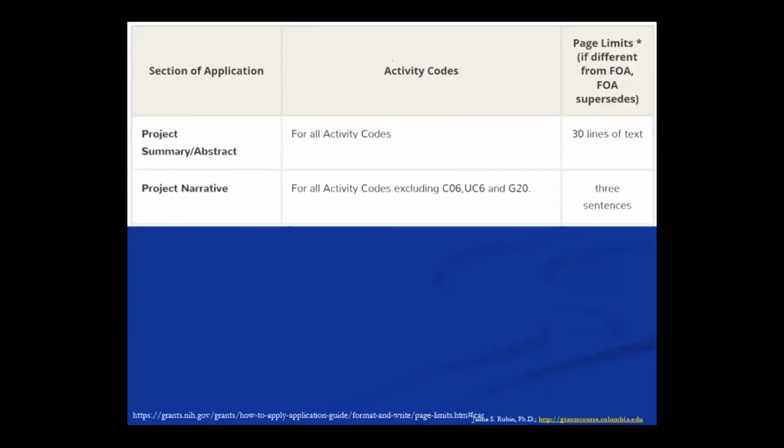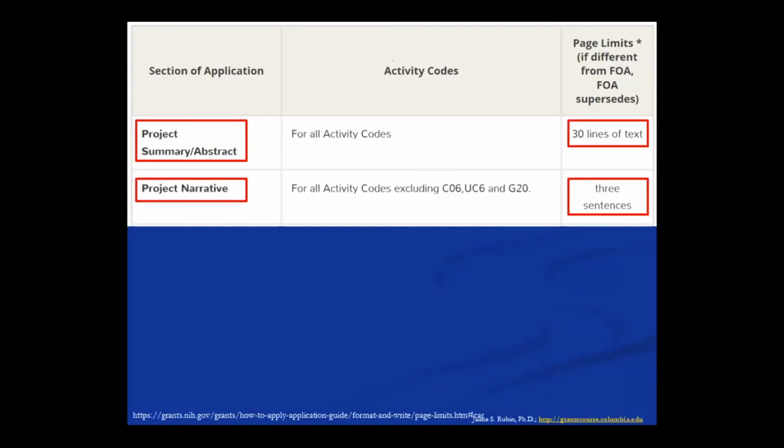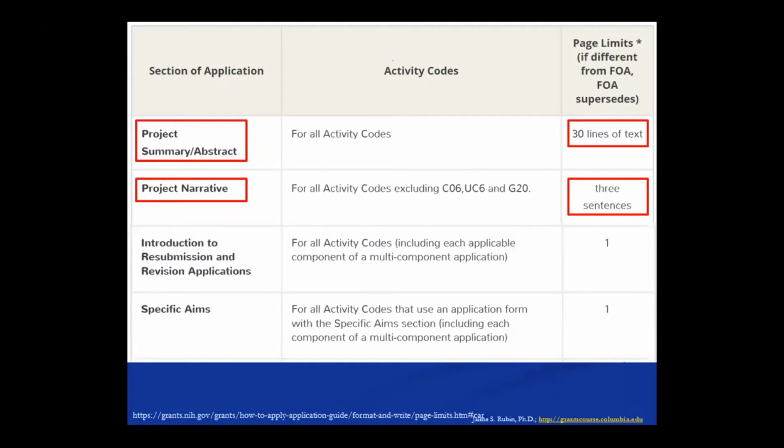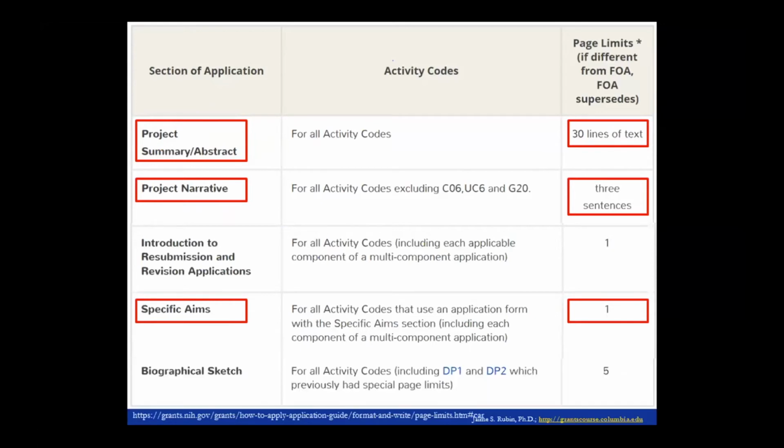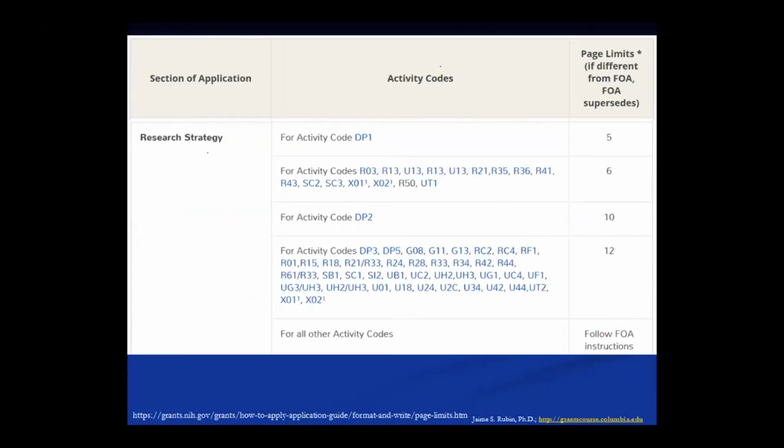They have a very good web page that talks about the page limits for each of the different sections. So the abstract, 30 lines, something called a project narrative. And we're going to go through this. The specific aims, which I would say is the single most important page in the application, is 1 page. The biographical sketch, for which they just last week issued new rules or guidelines, and I'm going to cover that. In terms of the research strategy, which is really the core, of course, of the research grant application.